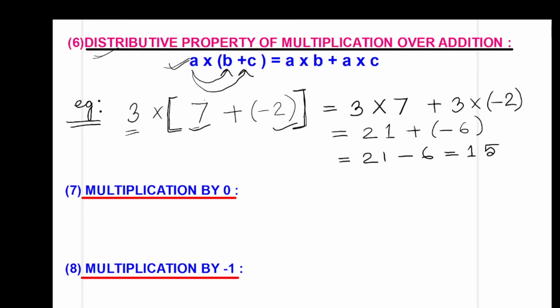Okay, next, multiplication by 0. That one we all know: if we multiply any integer or any number, like minus 13, with 0, definitely you will get 0 only. Next, multiplication by minus 1.